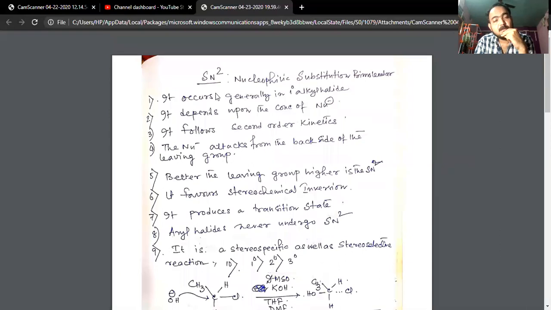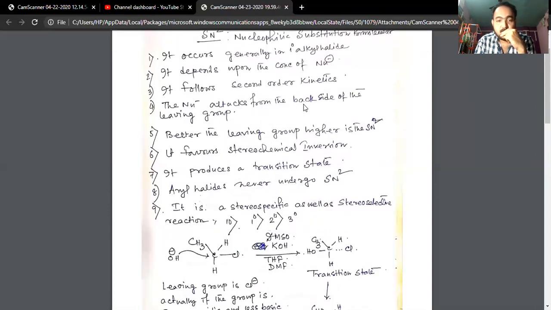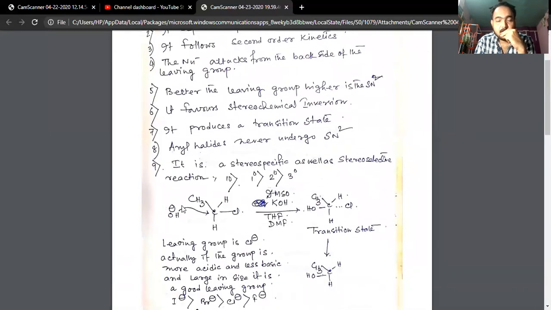Now, what happens? The first point is that it occurs generally in 1-degree alkyl halides. Please see the example here. A 1-degree alkyl halide means that the carbon atom to which the chlorine is attached has only one alkyl group present. This is a primary alkyl halide.